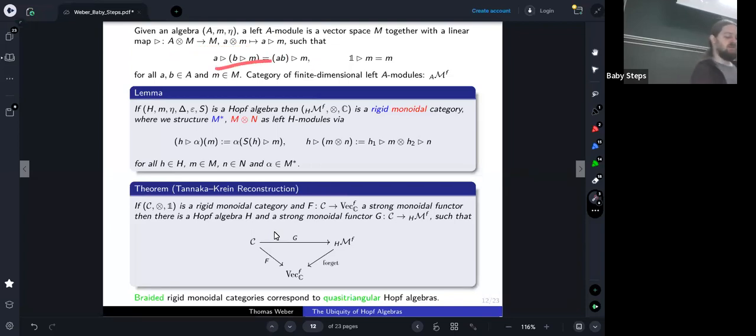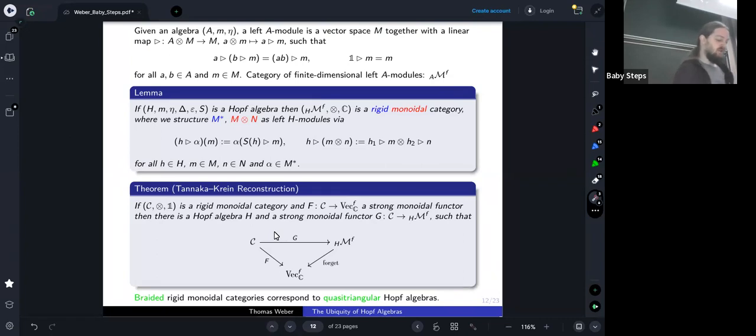Action just means this: if you first act with B and then with A, it has to be the same thing as acting with AB, and acting with the unit doesn't change anything. This is a left A module. So let's have a look at the category of finite dimensional left A modules. This just means that the underlying vector space is a finite dimensional one. We could also drop this, but then everything is slightly more complicated. And in this lecture, I want to be basic. So let's have finite dimensional ones, written with a lower A and upper F, for finite.